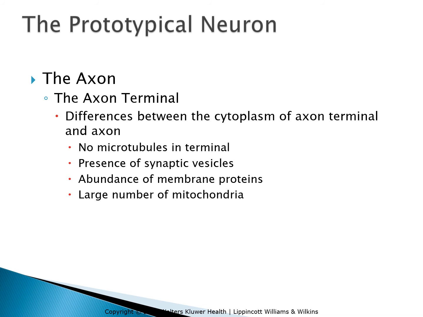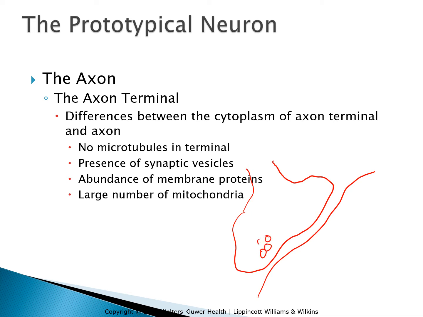Now, in the terminal, okay, you aren't going to find any of those microtubules. There's going to be synaptic vesicles. So when we see a picture of an axon terminal in an electron micrograph, okay, we're going to see lots of little circles everywhere. Okay, those are going to be our synaptic vesicles. So there's lots of those.